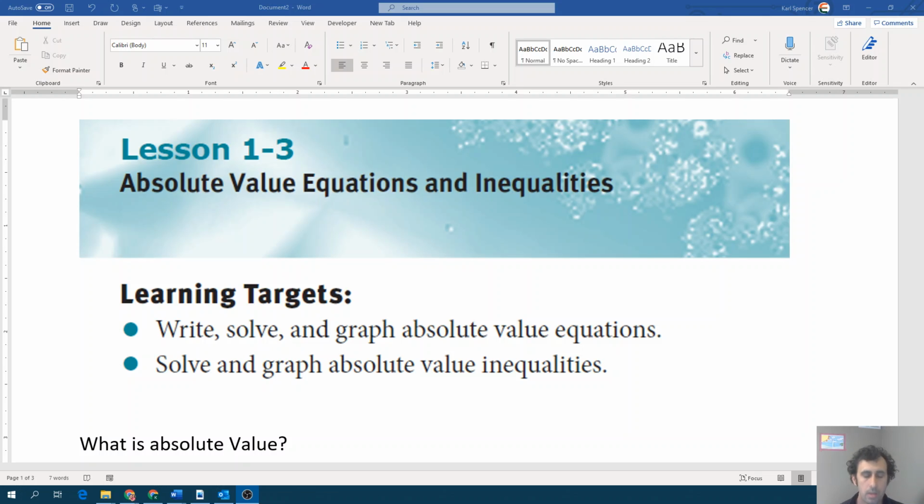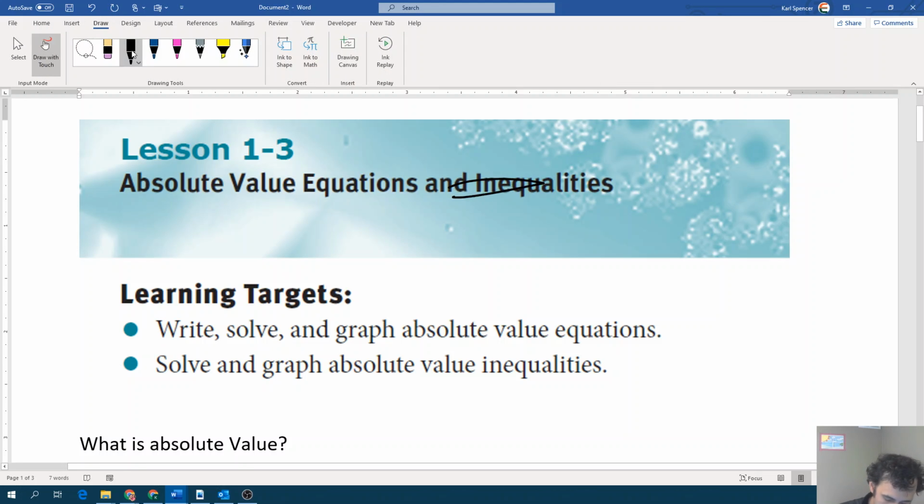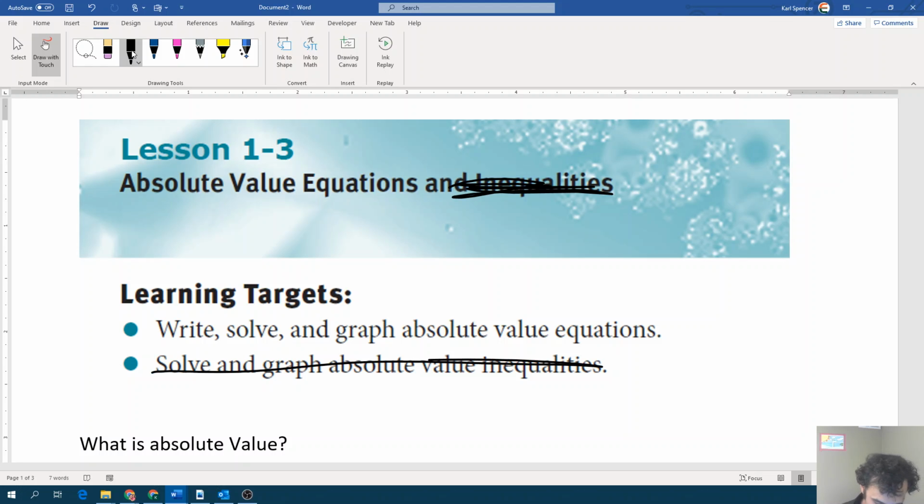Hello and welcome back. Today we're going to be tackling lesson 1-3, absolute value equations and inequalities. Actually, specifically, today is going to be all about equations. We're going to tackle the inequality part in our next video. So what we're going to hopefully do today is figure out how to solve absolute values as well as graph the solutions on a number line. So we're going to solve and graph absolute values.